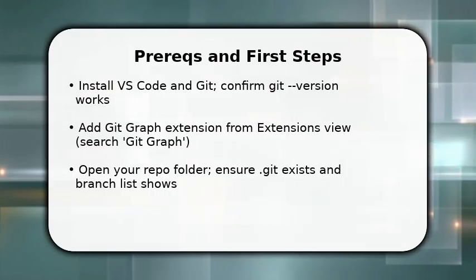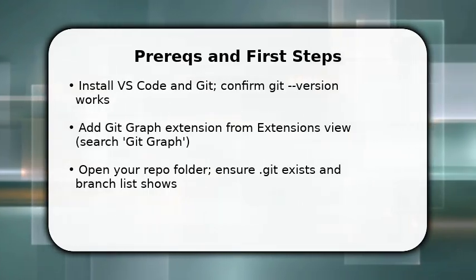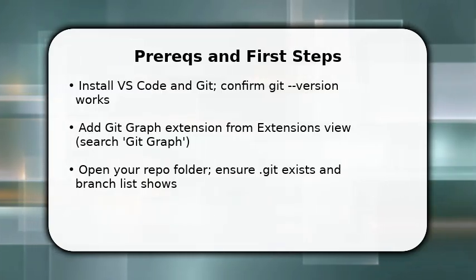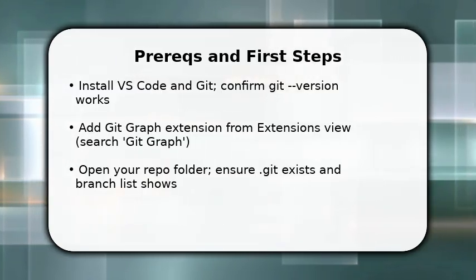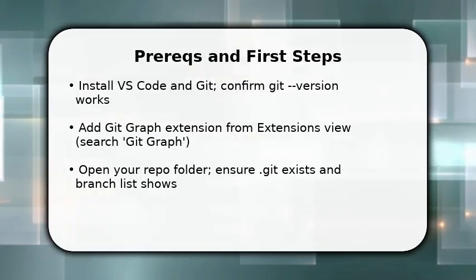You start by verifying prerequisites. You need VS Code and Git installed and your local repo opened. Once done, open the extensions view and install Git Graph. Next, make sure the repository has a .git folder and that you can see branches in the source control panel.